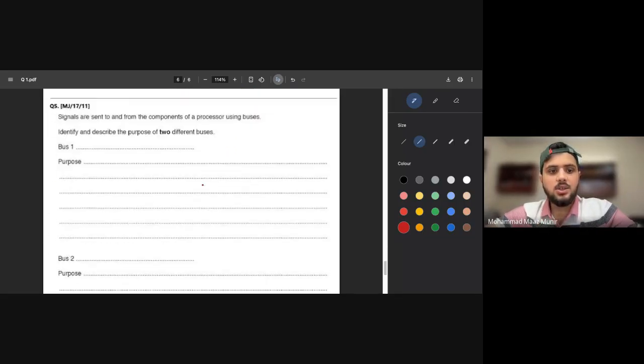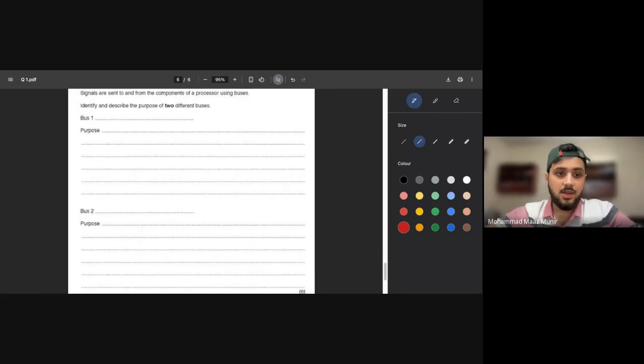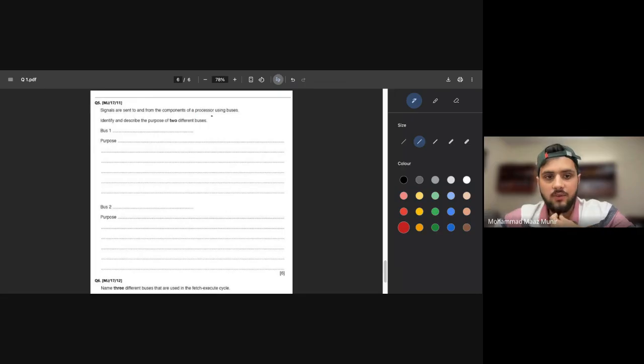Understood? So now question number 5 and the last 3 minutes. It's saying that signals are sent to and from the components of the processor by a bus. Now we have to name 2 buses and state their purpose. 6 marks, which basically means 3 for this and 3 for this. So you can write any of them. You can go with address bus, you can go with data bus, whatever you want.